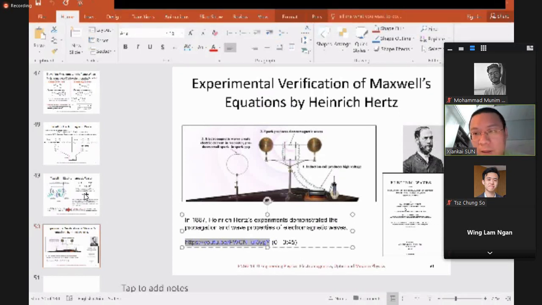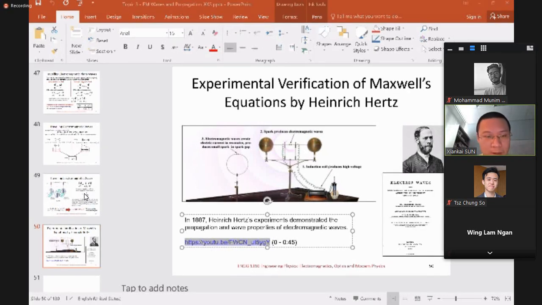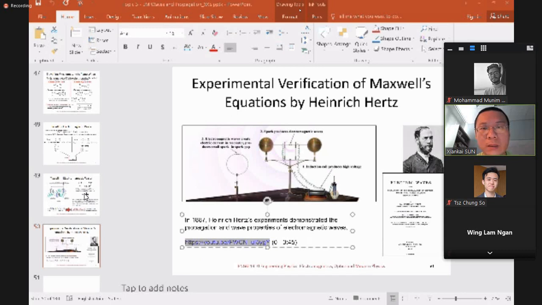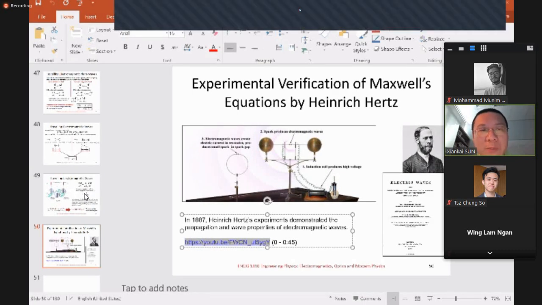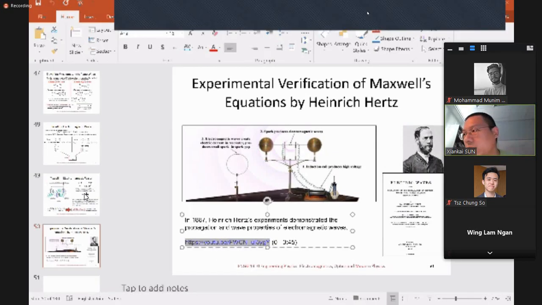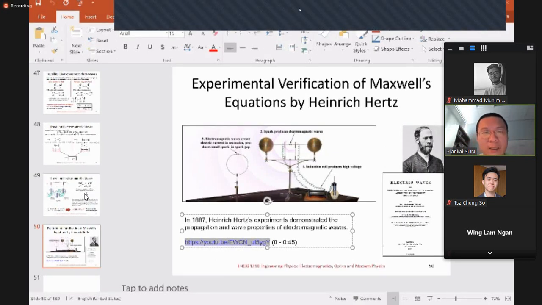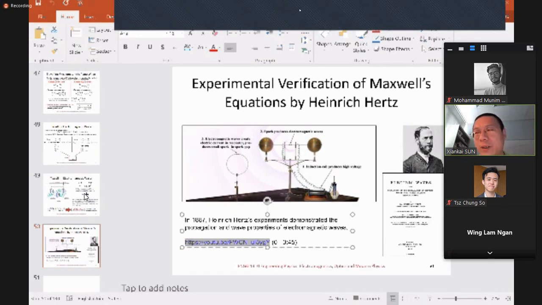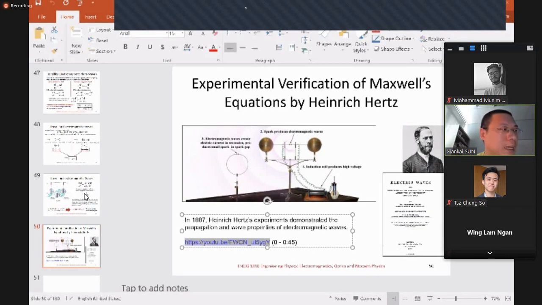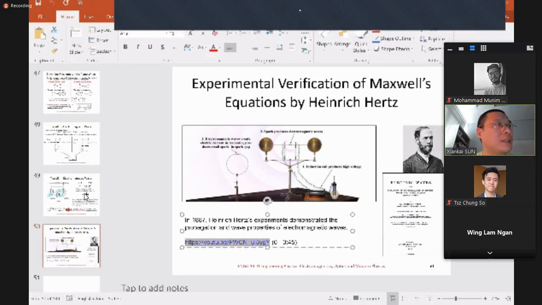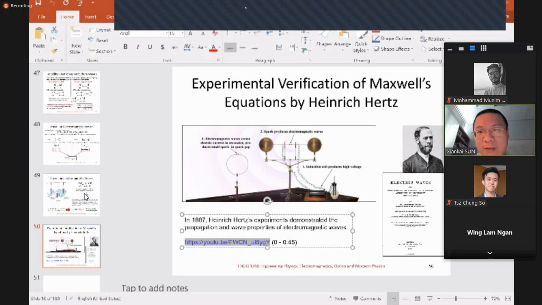So Hertz demonstrated the existence and verified the presence of electromagnetic waves. At that time, he didn't realize the importance of electromagnetic waves. He commented that, well, my experiment only proved the existence of electromagnetic waves. It would have no application at all. But obviously, after 150 years, you know that Hertz was wrong. So nowadays, you probably cannot live without electromagnetic waves.